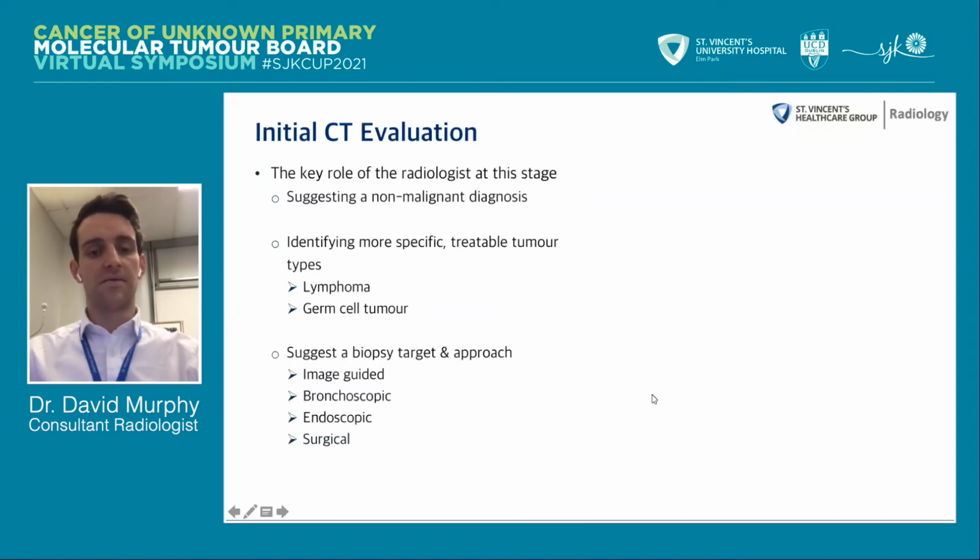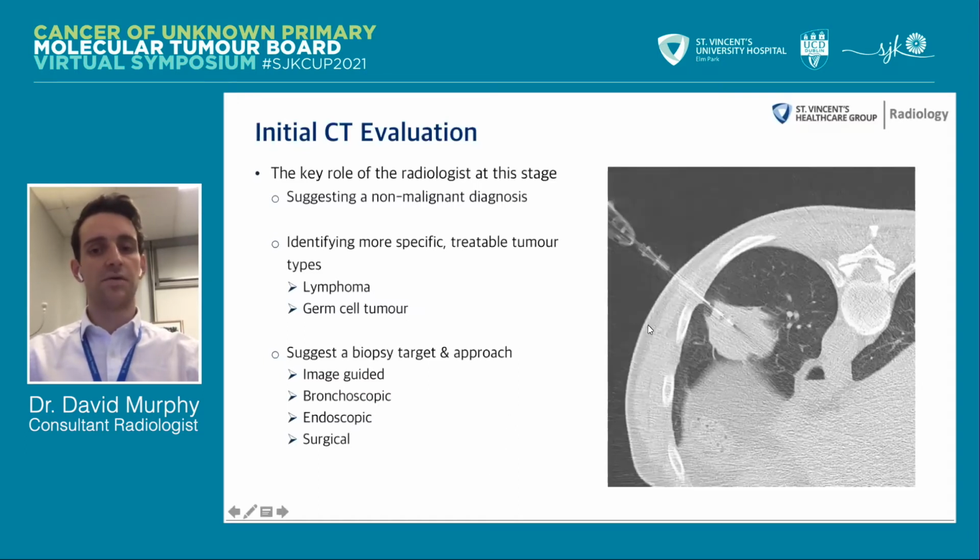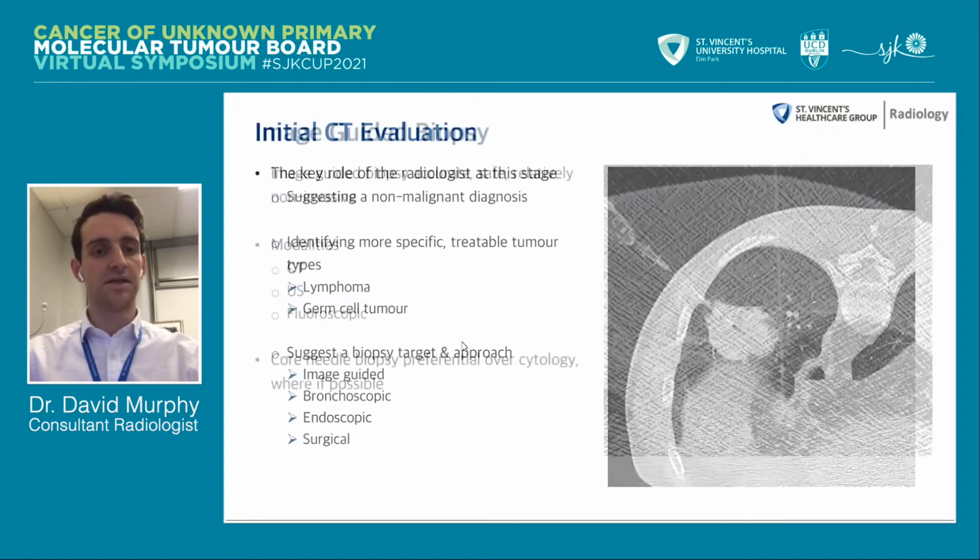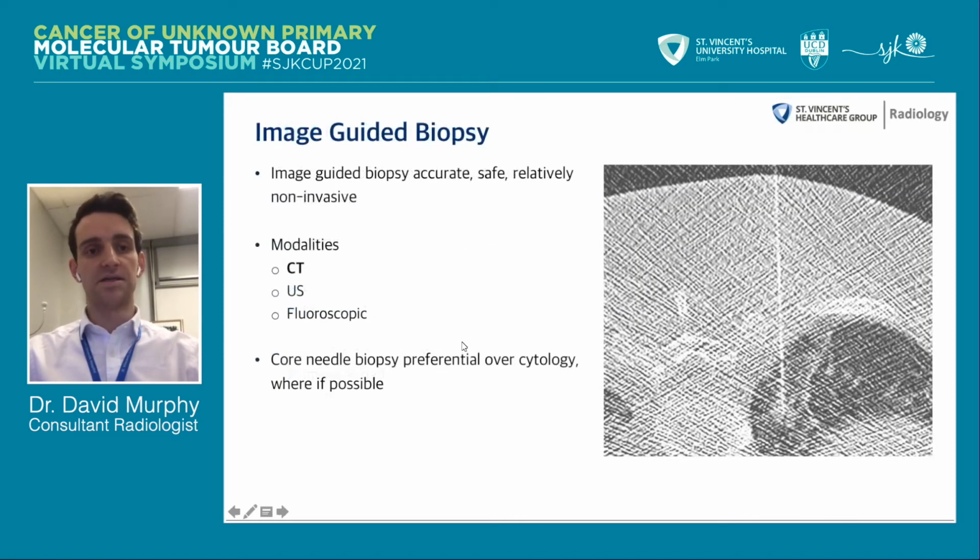Another important piece of information the radiologist can provide is to suggest a biopsy target and the best approach, whether it be an image-guided biopsy like a CT-guided biopsy, or endoscopic, bronchoscopic, or surgical, and this can often be ascertained at the initial CT. Image-guided biopsy is a safe, accurate way of obtaining tissue specimens. Generally, core needle biopsy is preferable over cytology.